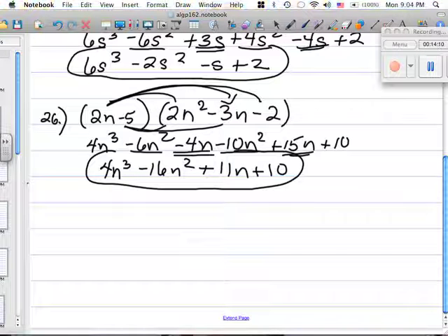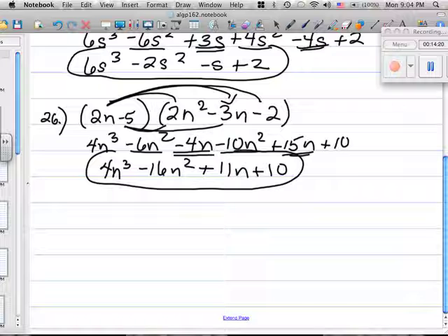Numbers 27 and 28. In each of the following figures, a rectangle has been divided into 4 smaller rectangles. The first part of the problem, find the sum of the areas of the 4 smaller rectangles. Then go back and find the product of the length and the width of the original large rectangle and compare your answers to A and B.